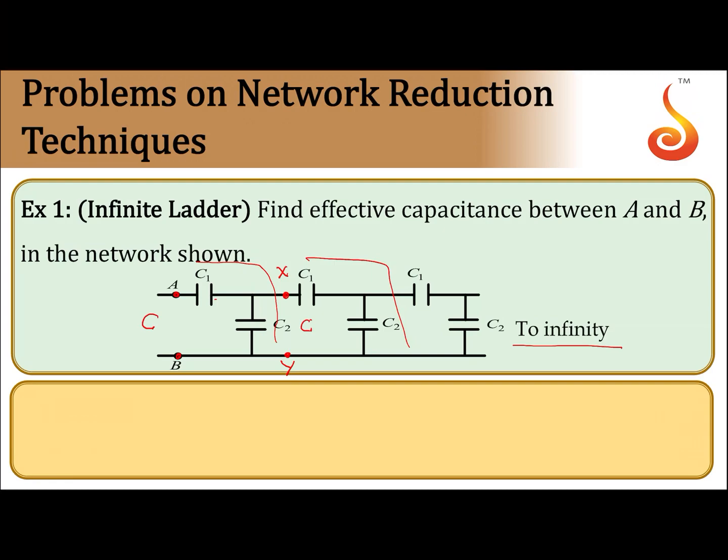So, I can rewrite this circuit like this. This is point A. From point A, we have capacitance C1, then we have C2, this goes back to B. Equivalent capacitance between A and B, let us say it is C, then here are your X and Y. Across X and Y also the equivalent capacitance is C. So, removing one latch or one step in the ladder does not make any difference. So, let us say effective capacitance is C.